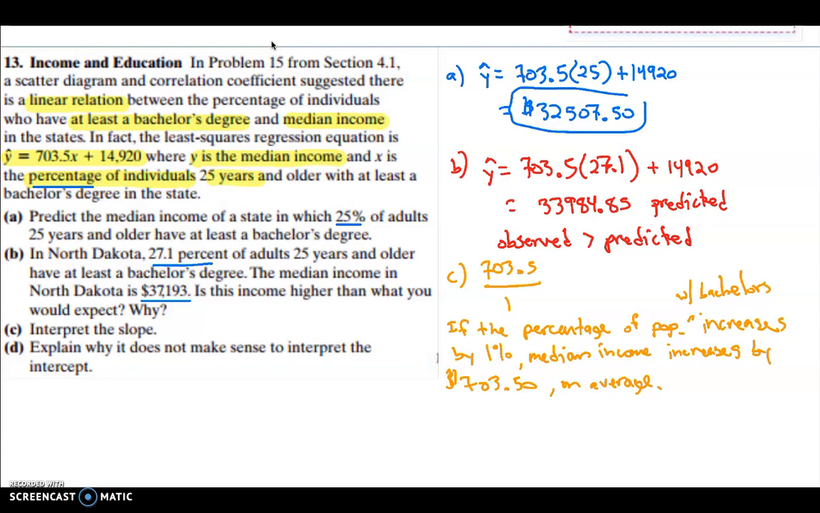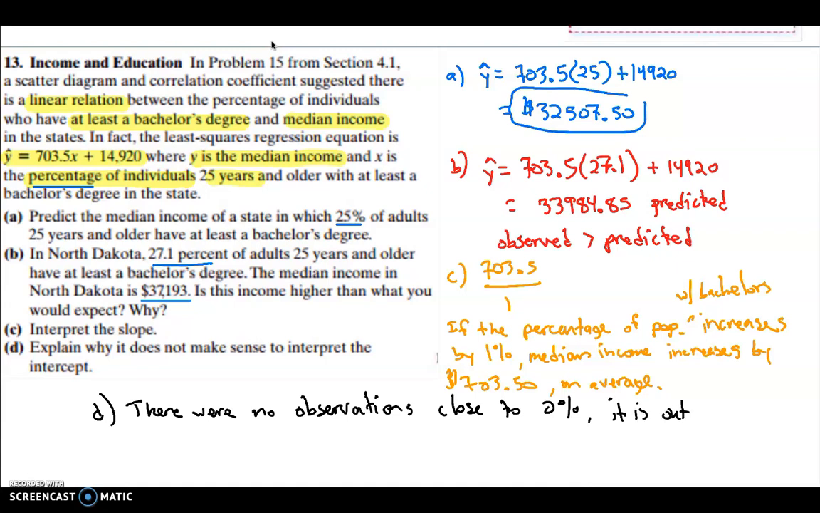Okay, and then part D, explain why it does not make sense to interpret the intercept. If we were to look back at the data, there were no observations close to 0%. And so it is outside the scope of the model is what we'll say.